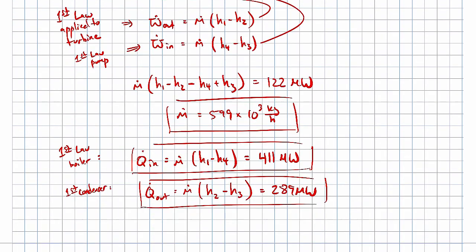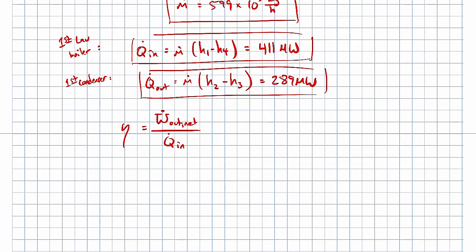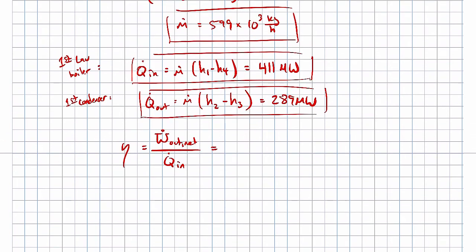So our thermal efficiency for the power plant cycle will be the net power out divided by the rate of heat transfer coming in. And we just worked out those numbers, right? So we can substitute those in, and what you'll get is it will come out to be 0.297 or 29.7%. And that's our thermal efficiency.